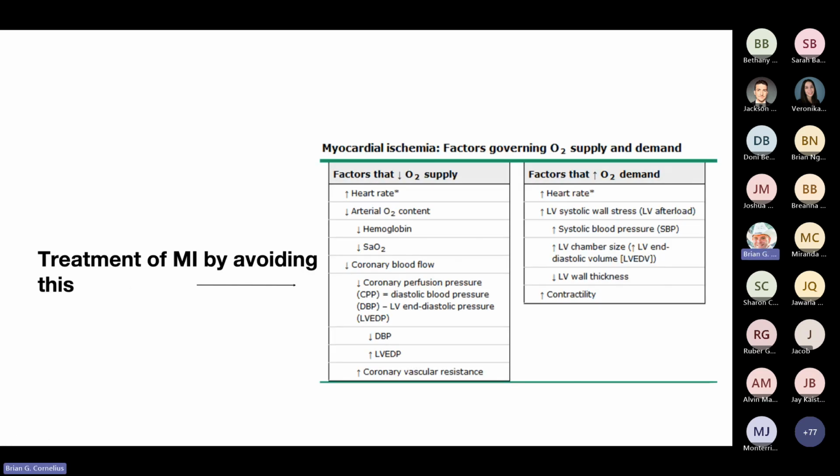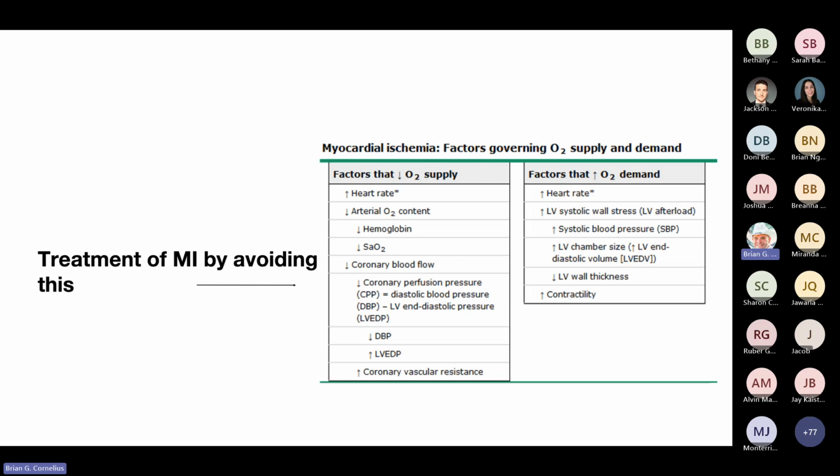So how do we treat MIs? The biggest part is avoiding things that cause it. So don't decrease your oxygen supply. Avoid tachycardia, avoid decreased oxygen content, avoid decreased coronary blood flow. If we can do all those things, even in somebody that's high risk, we generally won't have problems.